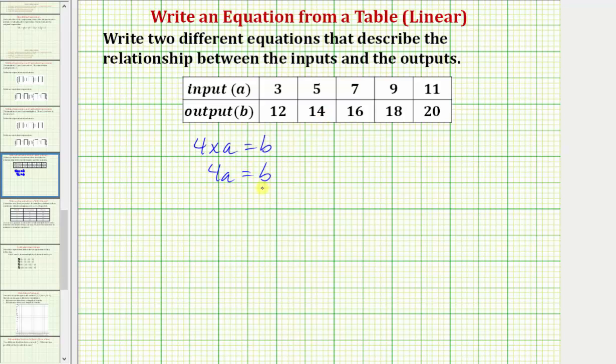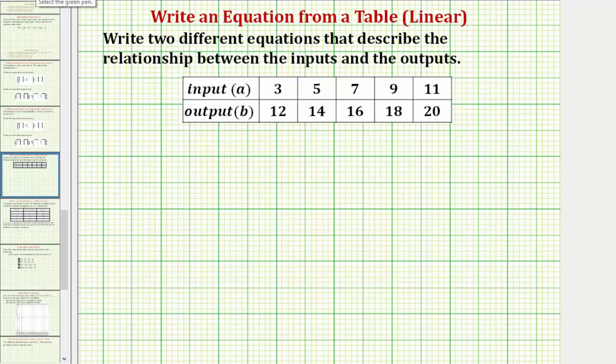And notice how this doesn't work because when A is 5, 4 times 5 is equal to 20, not 14. When A equals 7, 4 times 7 is 28, not 16. So this equation does not express the relationship between A and B for this table.